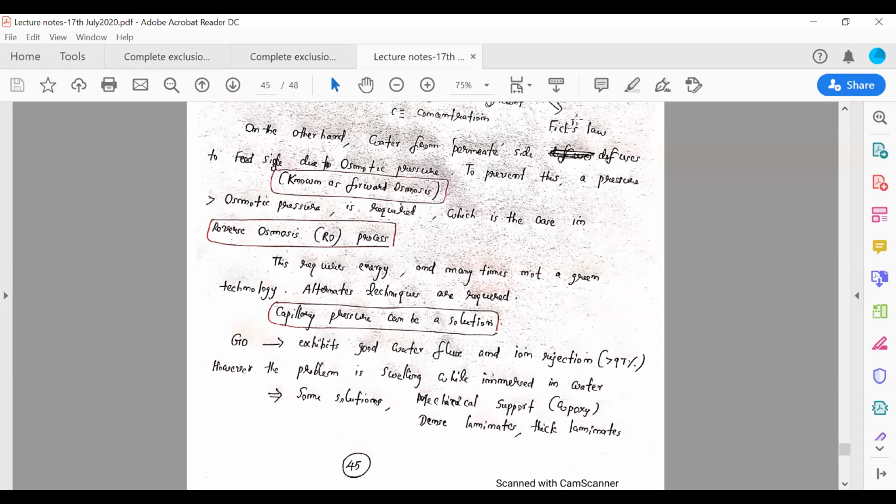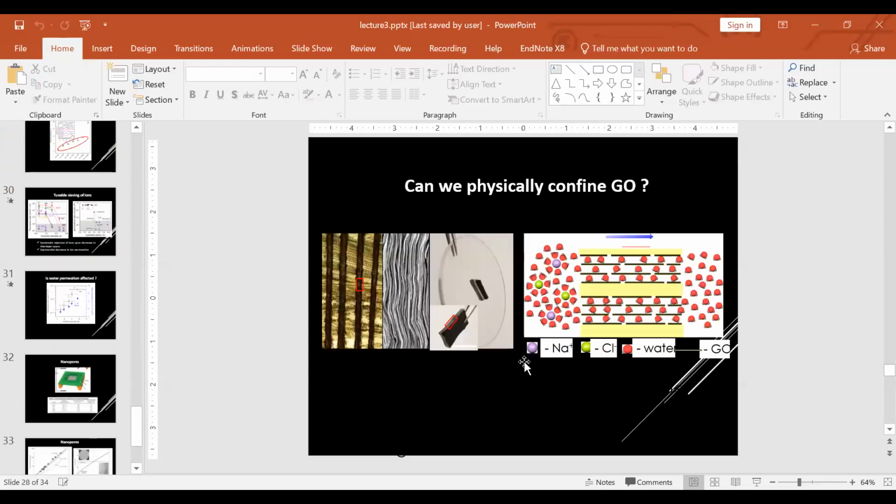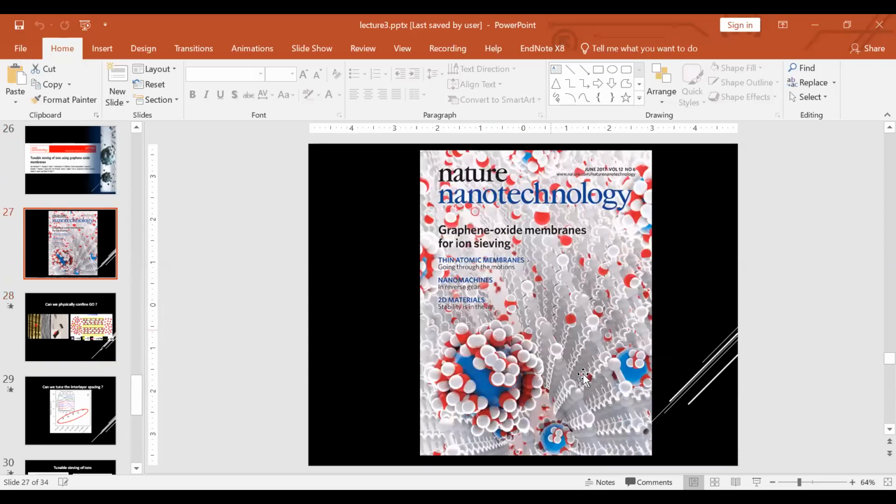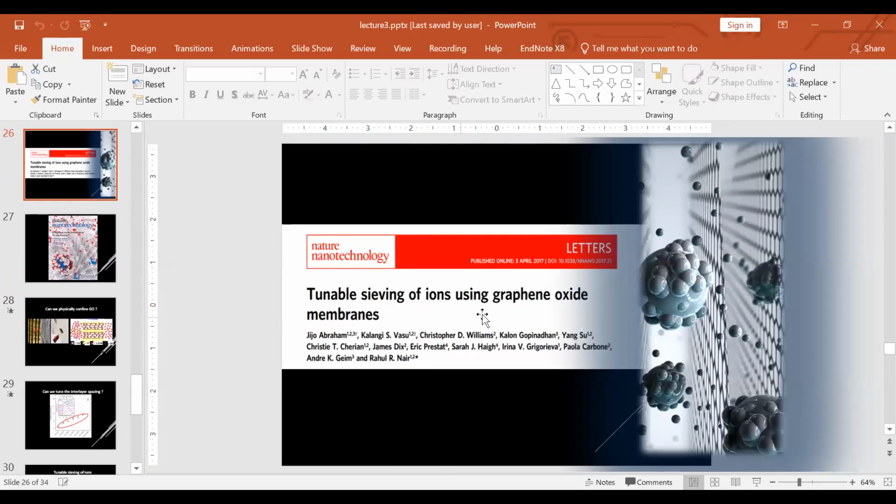I'll just share this one. In this paper, this is what we have done: graphene oxide membranes for ion sieving. We used a mechanical method to control the spacing, so we could control the spacing. The title is "Tunable sieving of ions using graphene oxide membranes." Okay, let me go back.